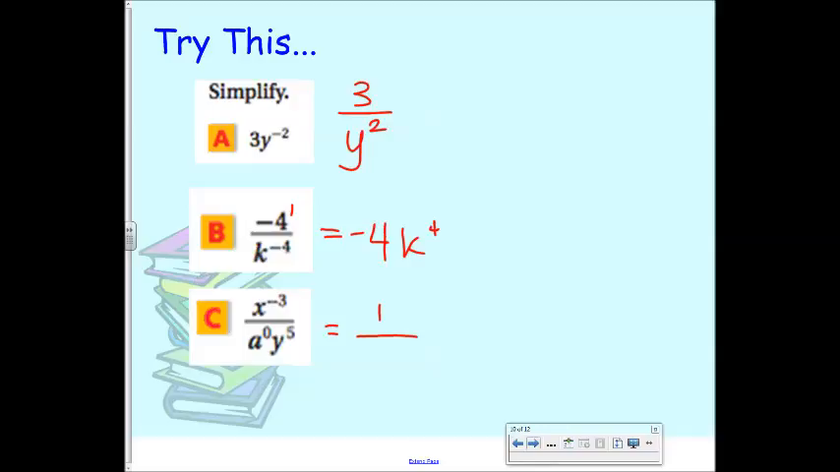Can I simplify that at all? Yes. There's one thing I can simplify there. Does anyone know what it is? A to the 0. Why? Because anything to the 0 power equals what? 1. So I don't need that. I can make it 1. 1 y to the 5th, x to the 3rd. Do I even need that 1? No, I'm going to leave it there, but you don't need it.